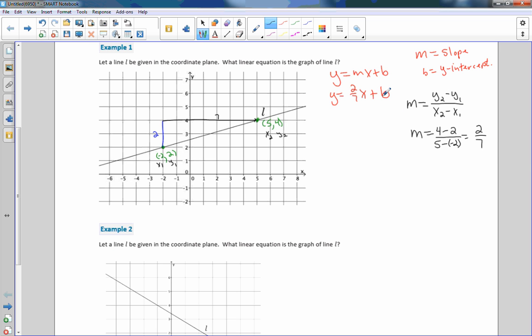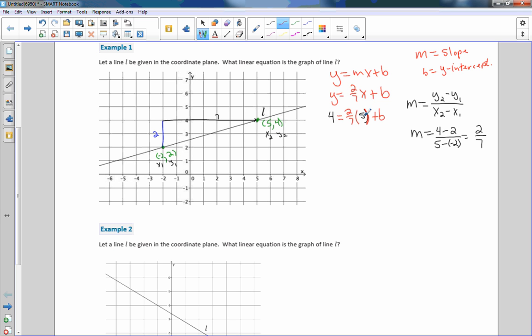But now we have to focus on our b. Well, in order to find our b, we have to use one of these points and plug it in and solve for b. So I don't want to use a negative if I don't have to. So I'm going to use the (5, 4). So my y is 4 equals 2/7 times my x from that point, which is 5. Okay, let me put that in parentheses like this, plus b.